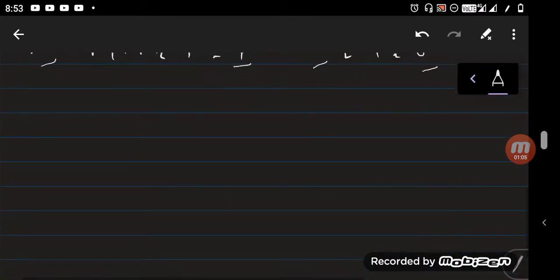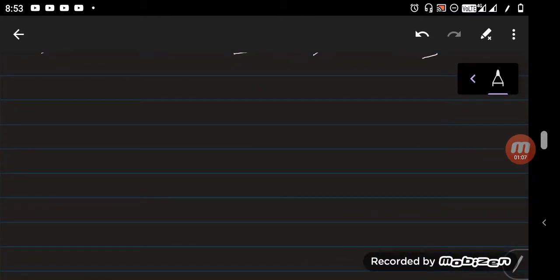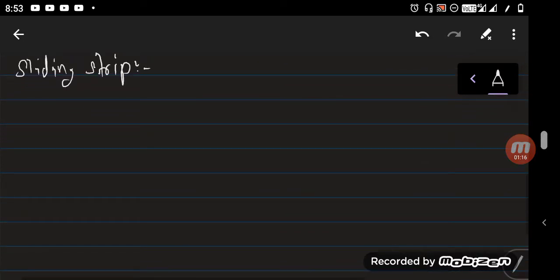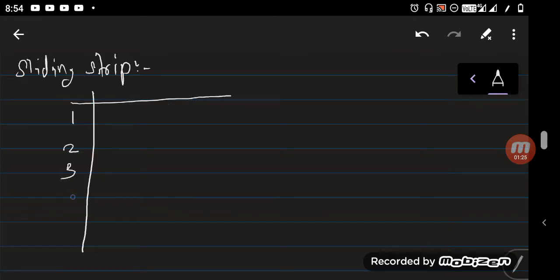So how to find the linear convolution? There are two methods. First is the sliding strip method. In this method, we draw one vertical line and one horizontal line. In the vertical line we write the elements of x1, and in the horizontal line we write the elements of x2: 1 2 minus 1 1. This is minus 1 and this is plus 1.